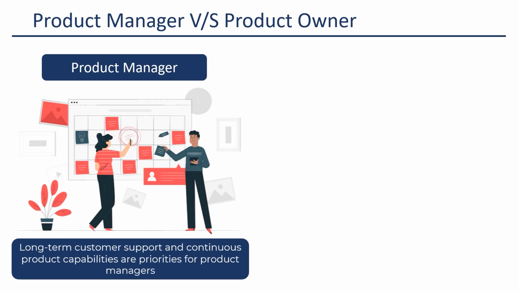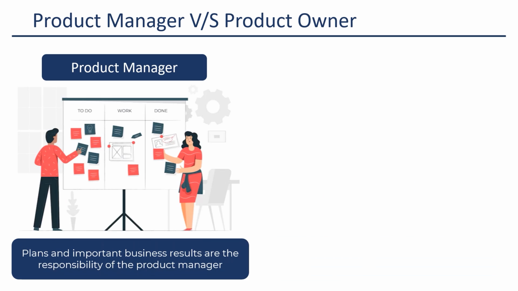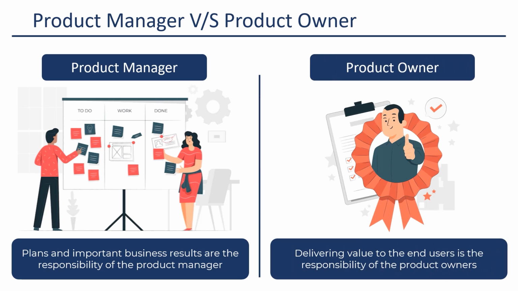Long-term customer support and continuous product capabilities are priorities for product managers. Whereas product sprints and releases continue to get product owners' short to mid-term attention. Plans and important business results are the responsibility of the product manager. Delivering value to the end users is the responsibility of the product owners.